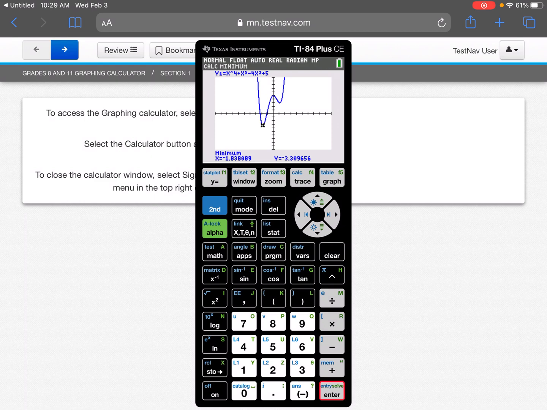Okay? You will always round to 2 decimal places. Make sure you're rounding properly. Notice here it says negative 1.838. We're going to round that to negative 1.84. Okay? And then the y value is negative 3.309. That will be rounded to negative 3.31. Okay, so that is our first relative minimum, and I'm going to write that down.